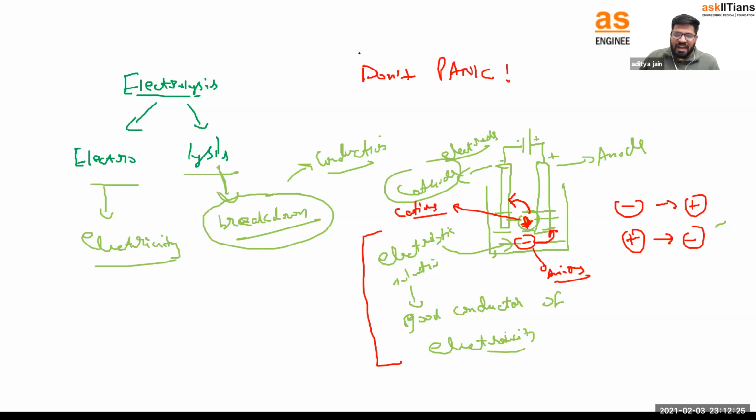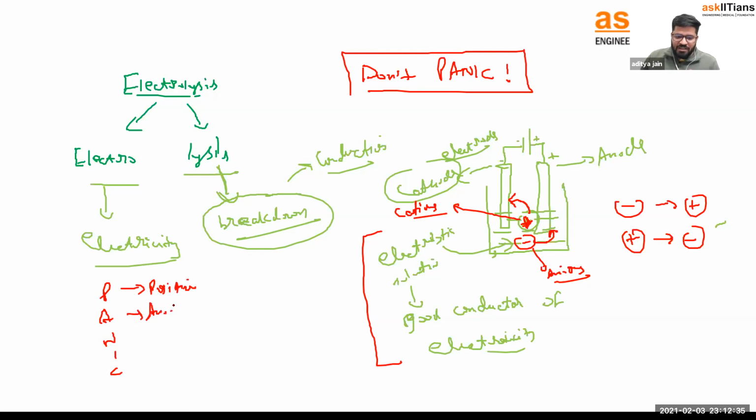For removing that confusion, I'm giving you a trick: don't panic in electrolysis. The trick lies behind this word PANIC: Positive is Anode, Negative Is Cathode. So never get confused now. Positive is anode, negative is cathode.